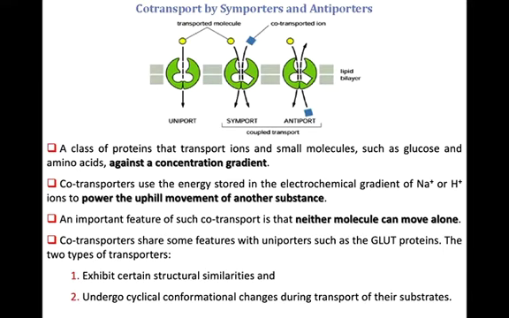So co-transporters share some features with uniporters, such as GLUT proteins. The two types of transporter exhibit certain structural similarities, as you can see from the figure; they are close in structure. They also undergo cyclic conformational changes during the transport of their substrate.